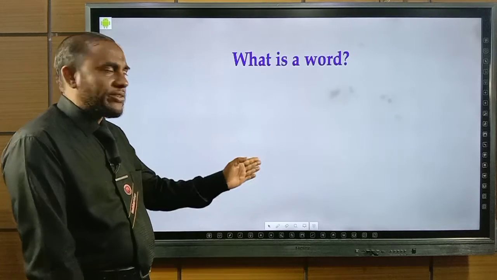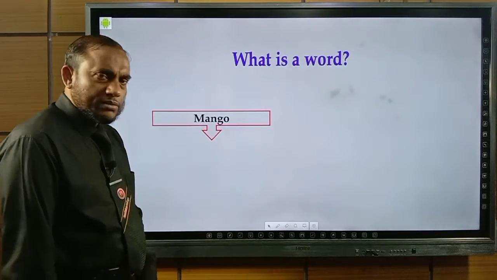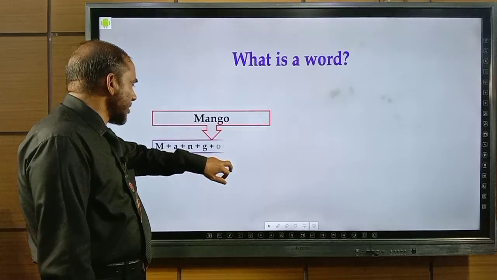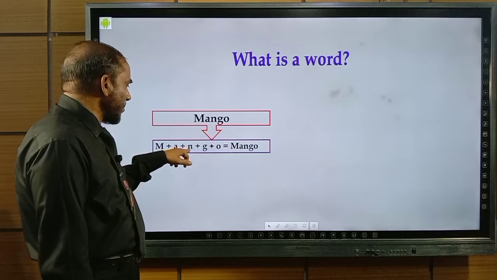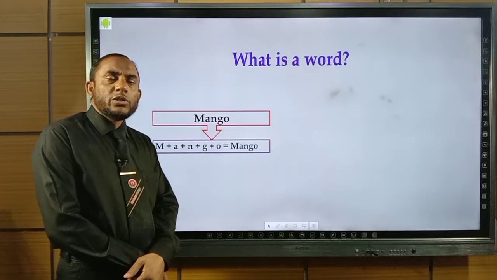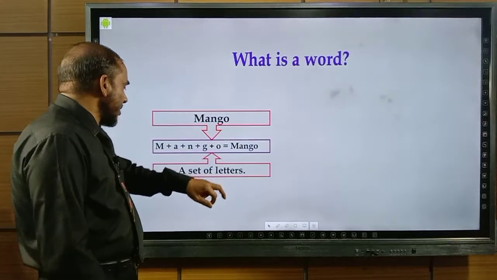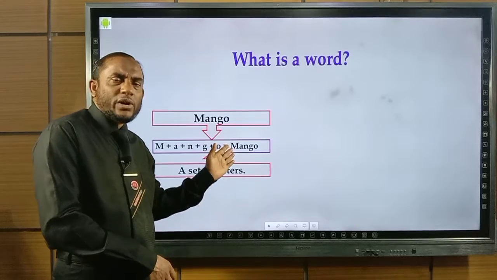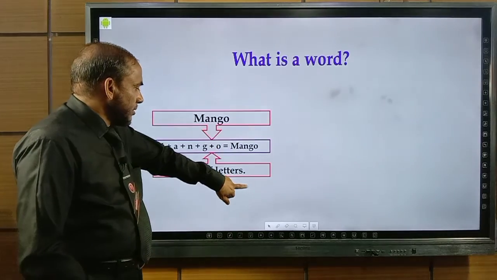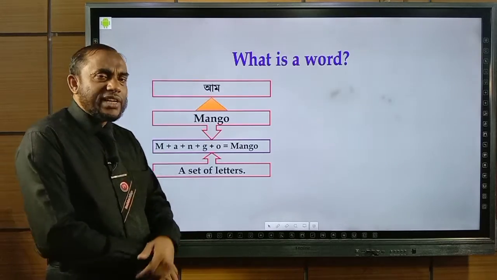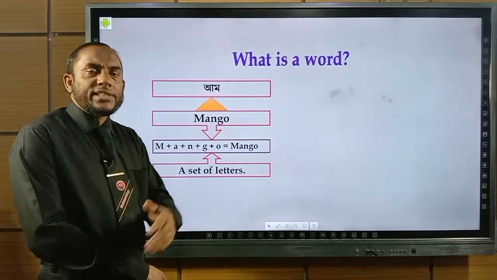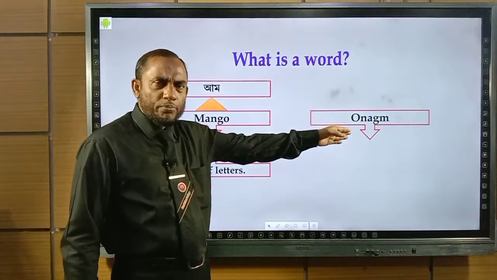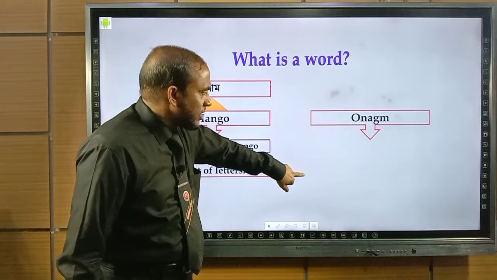However, let's see here. What is this? Mango. I mean M plus A plus N plus G plus O equal to mango. There is a set of letters to write this word mango, and this word has a meaning in Bengali. Now follow, dear students, there is something else. Is it a word? Just follow, dear students.